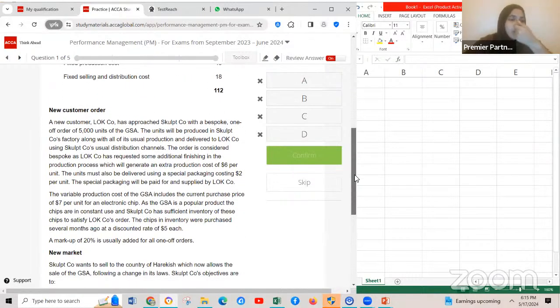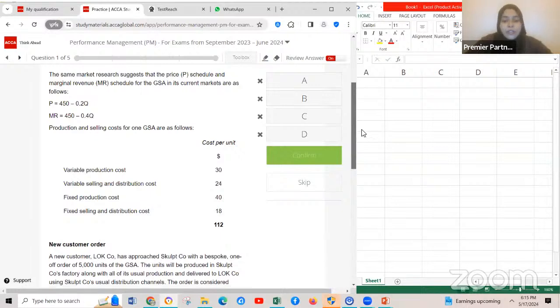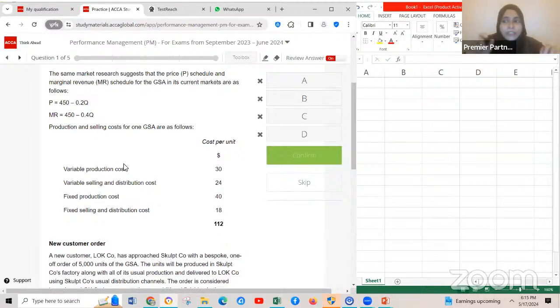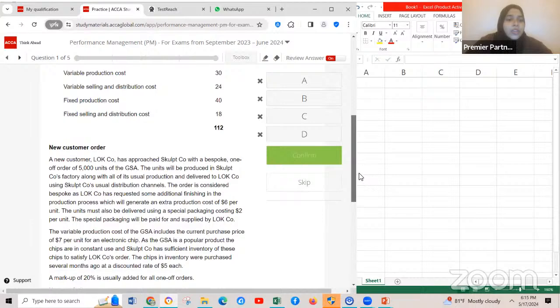New customer order. For a new customer order, variable production cost is a marginal cost. It's the cost of making one more unit, but I am just leaving it up to you. Is variable selling and distribution cost also coming into marginal costing? You all keep thinking.